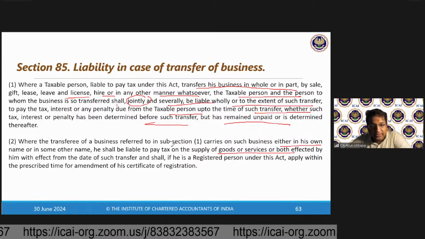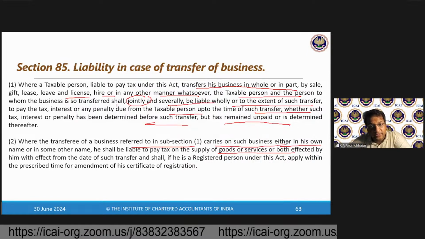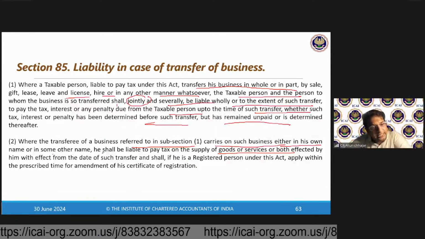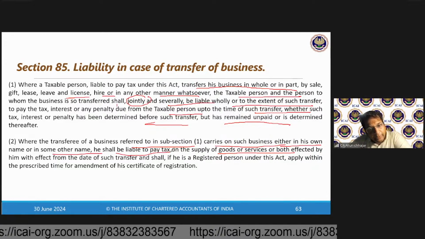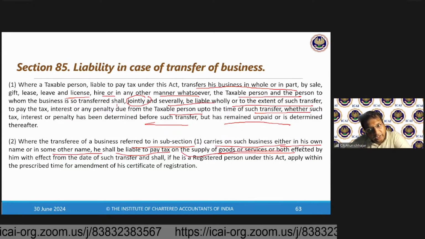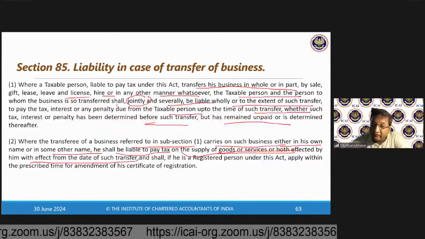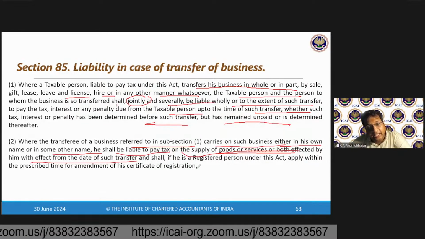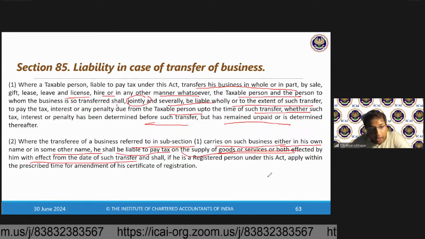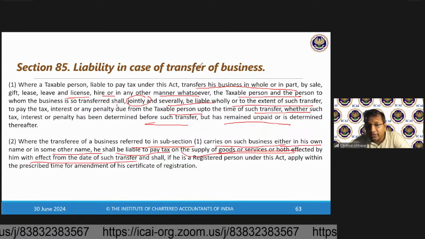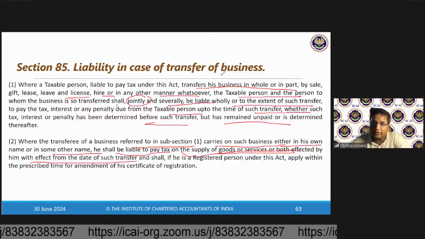Where the transferee of the business referred to in subsection 1 carries on such business either in his own name or in some other name, he shall be liable to pay the tax on the supply of goods or services or both effected by him with effect from the date of the transfer, and shall, if he is registered under this Act, apply within the prescribed time for the amendment of his certificate of registration.